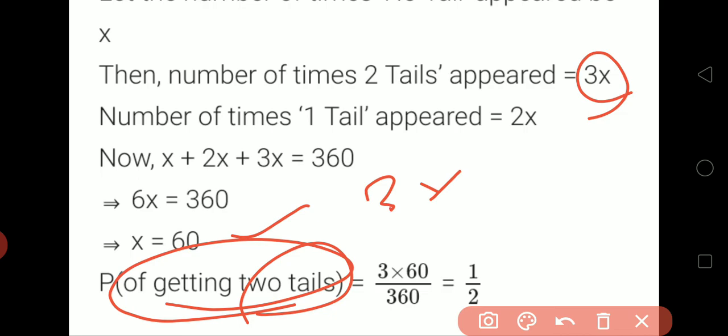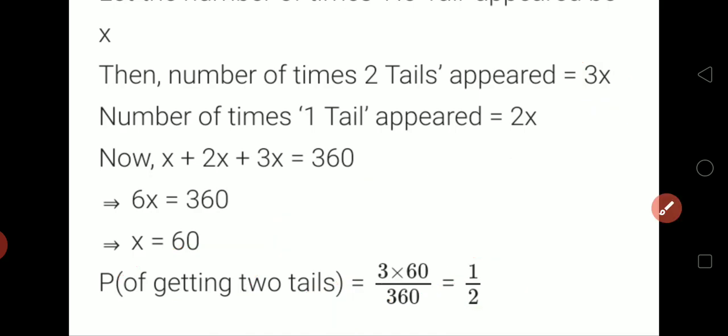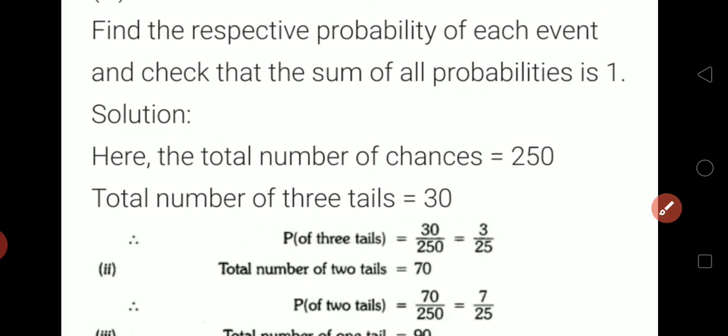So the probability of getting 2 tails is 3 times x. 3 times x was 60 that we got, and the total outcomes was 360. So you can cut here: 6 sixes are 36, 3 ones are 3, and 3 twos are 6, that is 1 by 2. So this is the solution, an important question. Come to the next question.